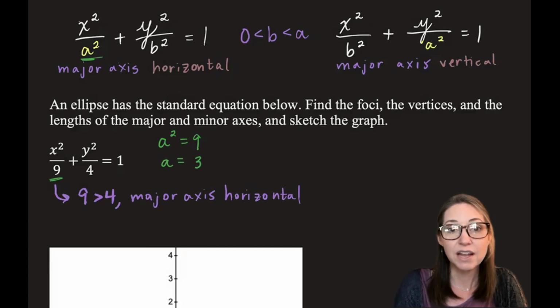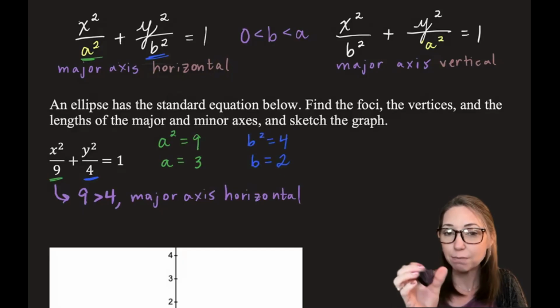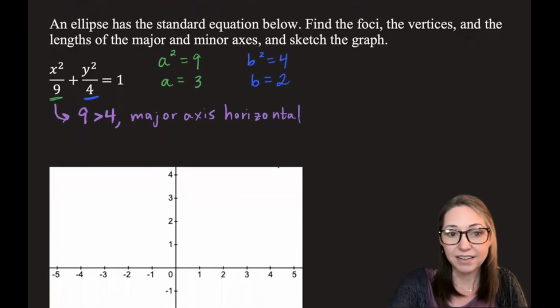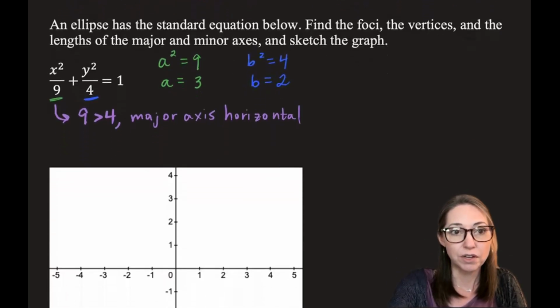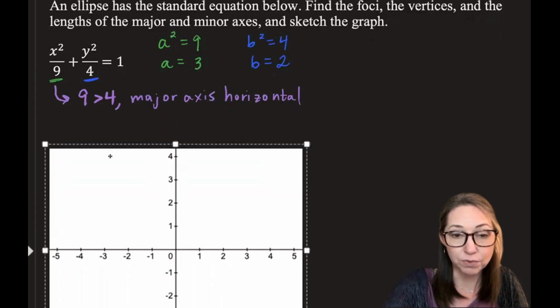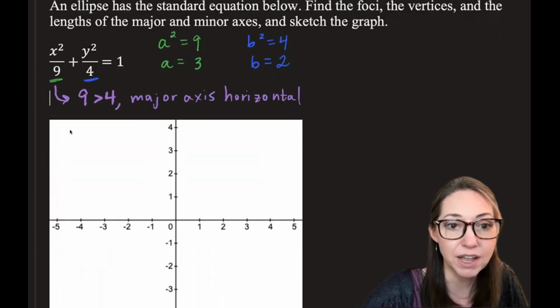So a is 3, and then we can do that same thing with the b's. The b squared is going to equal 4. Taking the square root of both sides, we take only the principal root, and we get b is equal to 2. So those numbers are the endpoints of our major and minor axes. When we go to graph this, that's where we plot those endpoints.